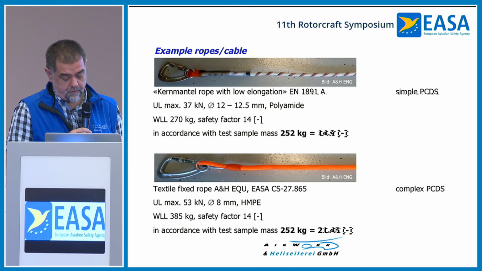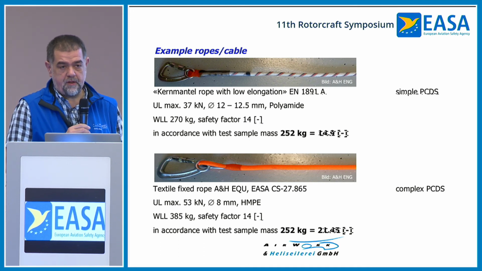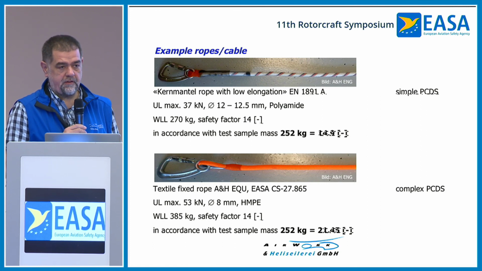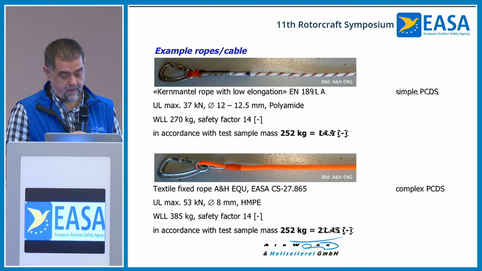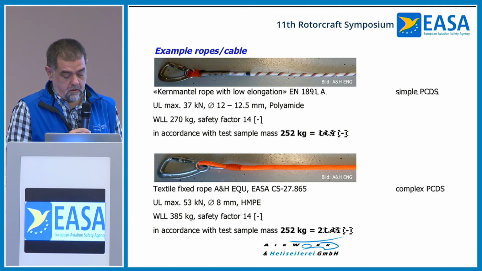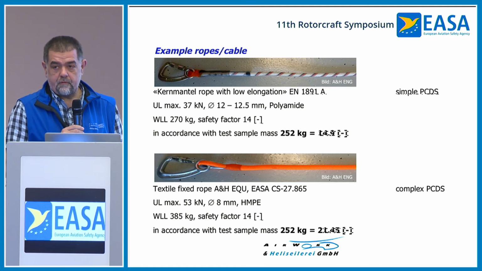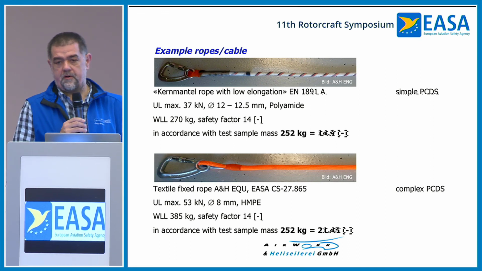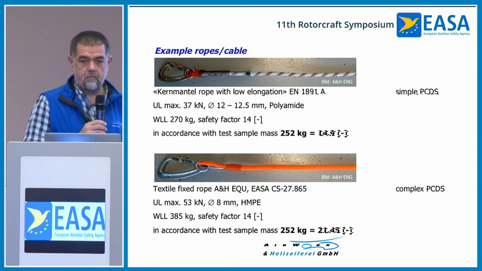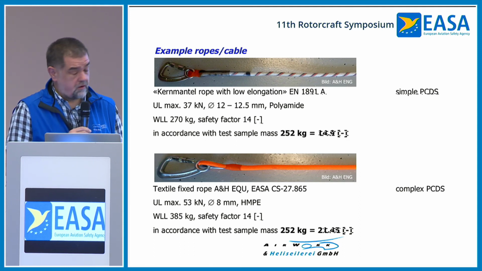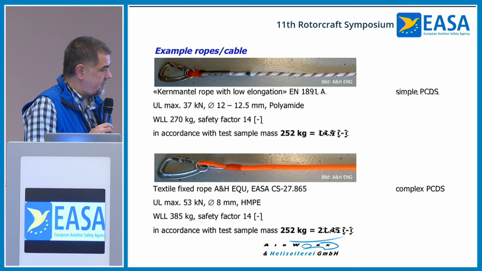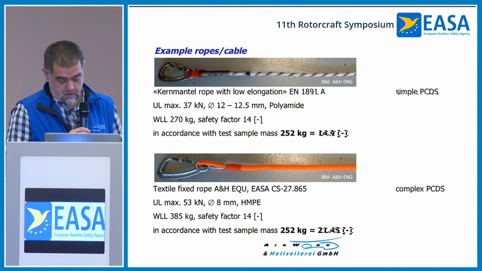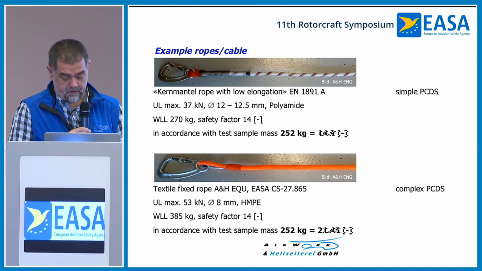The next rope is a rope made of high modulus polyethylene, called by the trade name Dyneema, for example. It's very stiff. We have under workload less than 0.5% elongation. And in accordance with the test sample mass the factor was 21 and higher.